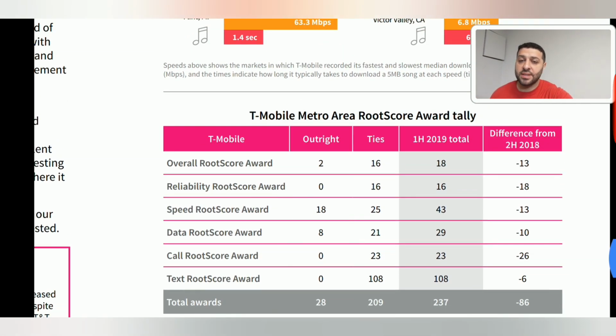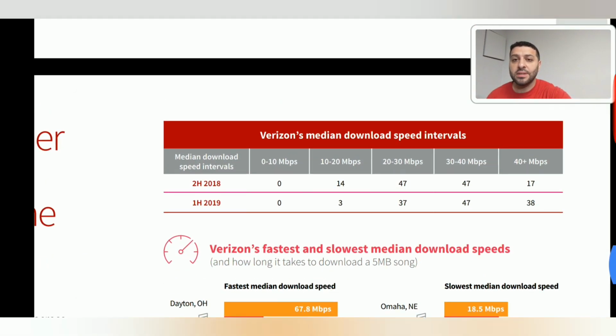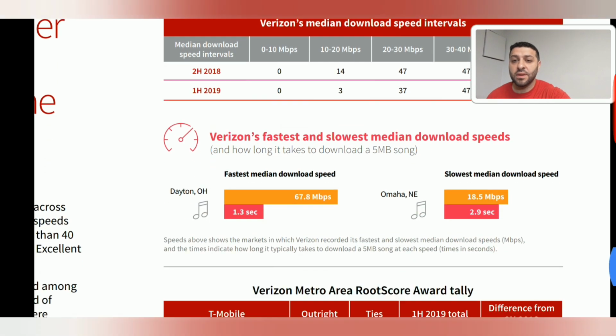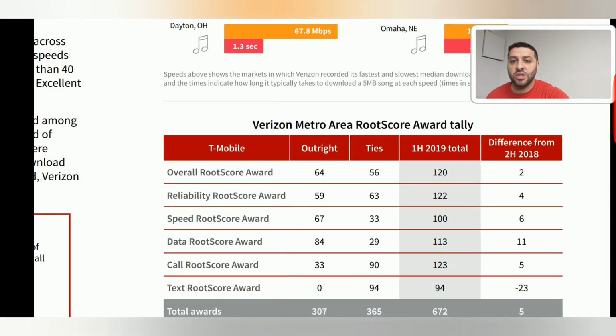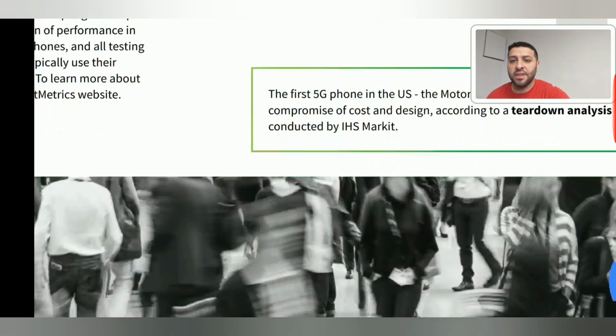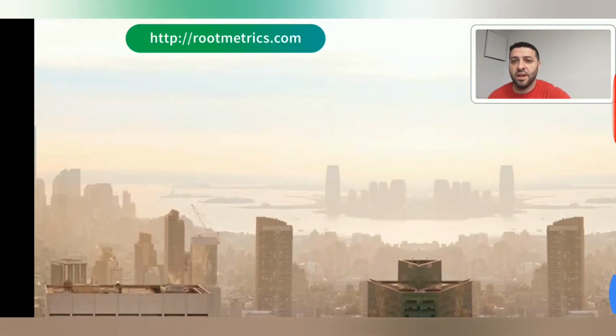And of course, you can access these. I'll put the links in the description box below for both the PDF and the actual website. Here's Verizon's. There's their download speeds, metro area tally. You guys can check those out if you like. And I think that pretty much wraps up the PDF and the website.